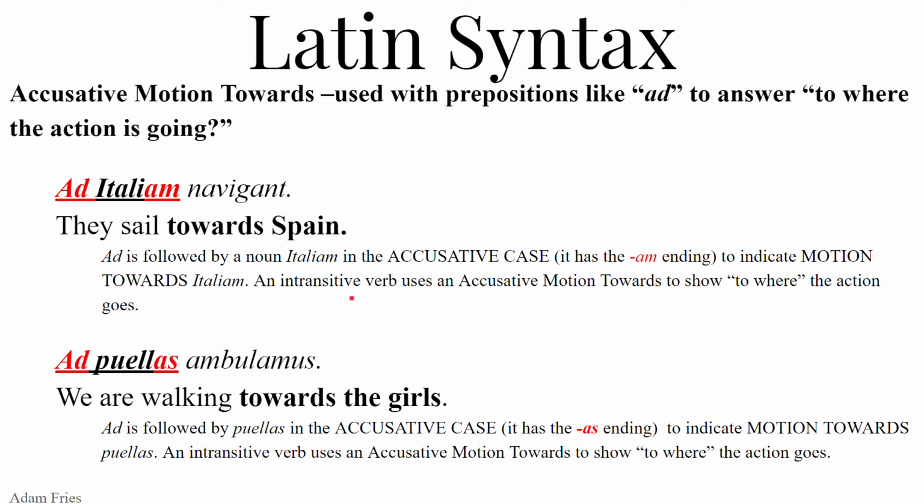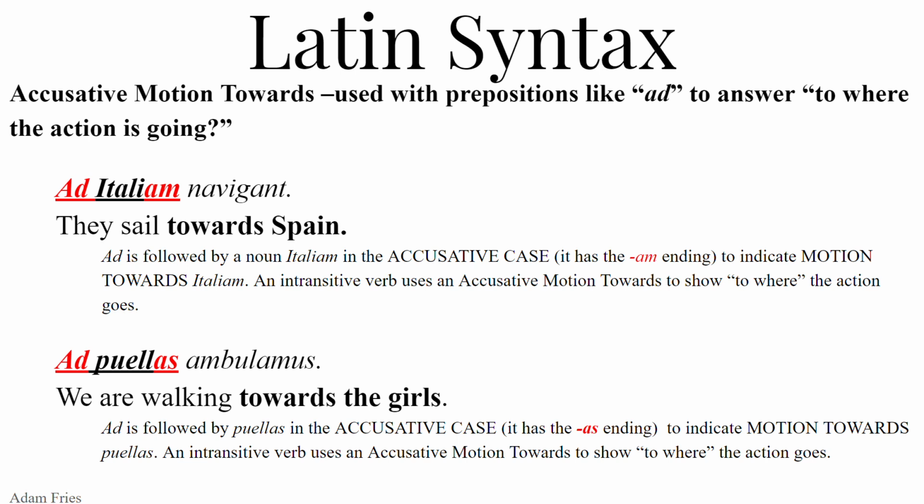Ad puellas ambulamus. We are walking towards the girls. Puellas, accusative plural. Towards the girls. We don't say we are walking the girls, we are running the girls, we are sailing the girls. Those are intransitive verbs and require a preposition like towards or to. We are walking towards, to the girls. We are running to the girls. Ad puellas. So we have the accusative direct object that goes with transitive verbs, receives the action of the verb, and accusative motion towards with a preposition like ad to help guide or direct the action of an intransitive verb towards an object.